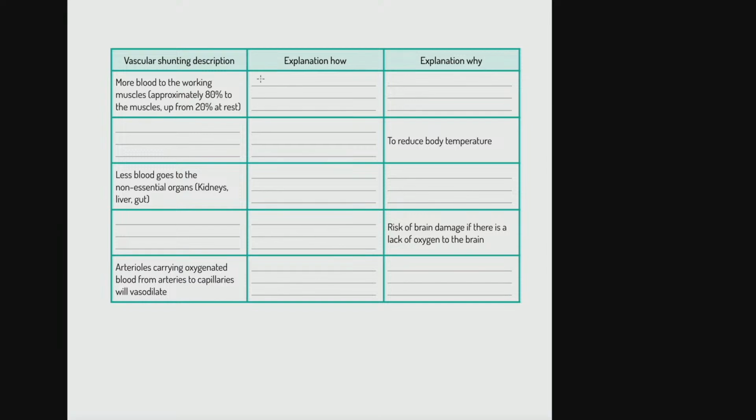What is the explanation? Well, I'm really sorry about this, guys. Vasodilation of arterioles, so it's arterioles that vasodilate, and pre-capillary sphincter muscles. They're the ones that can shunt blood through the capillary. And what's the explanation? It's very simple. We've got an increased demand for O2 at the muscle.